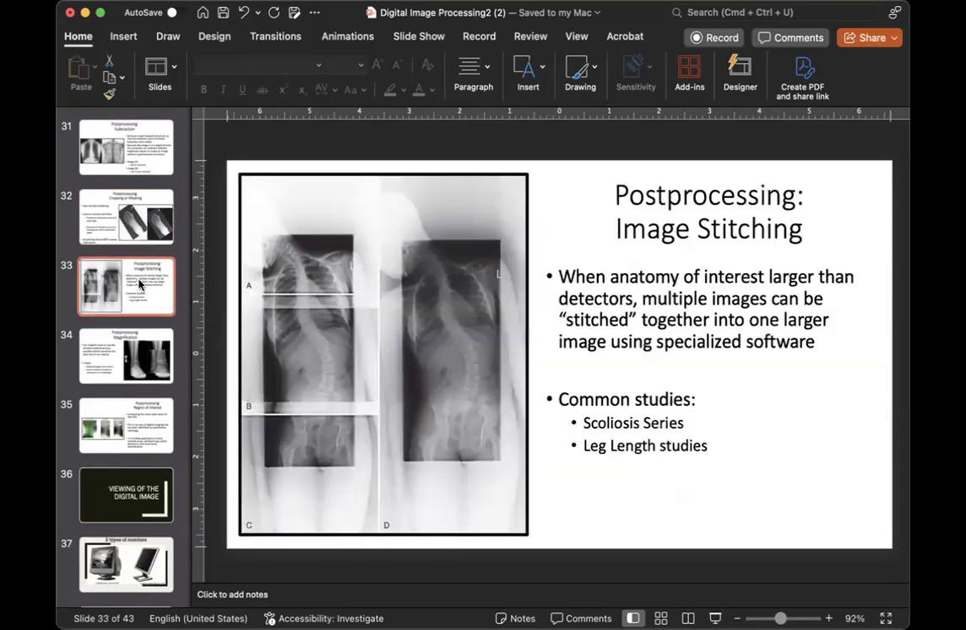Image stitching. This is when multiple image receptors are used or multiple exposures are used. And then we stitch the image together to have one larger piece. And that's what you're seeing here. It's common in scoliosis series, leg length studies. Those are common occurrences where you would see it. Those parts are longer than the average cassette size. And so we would see it.